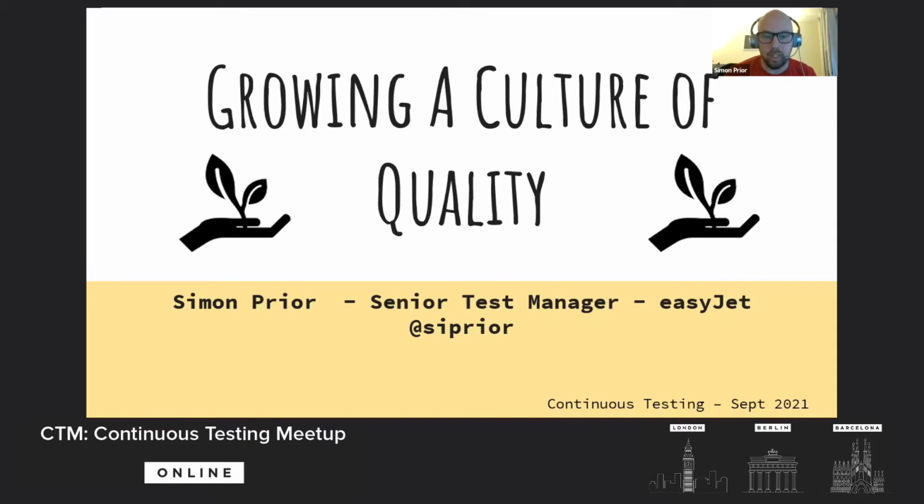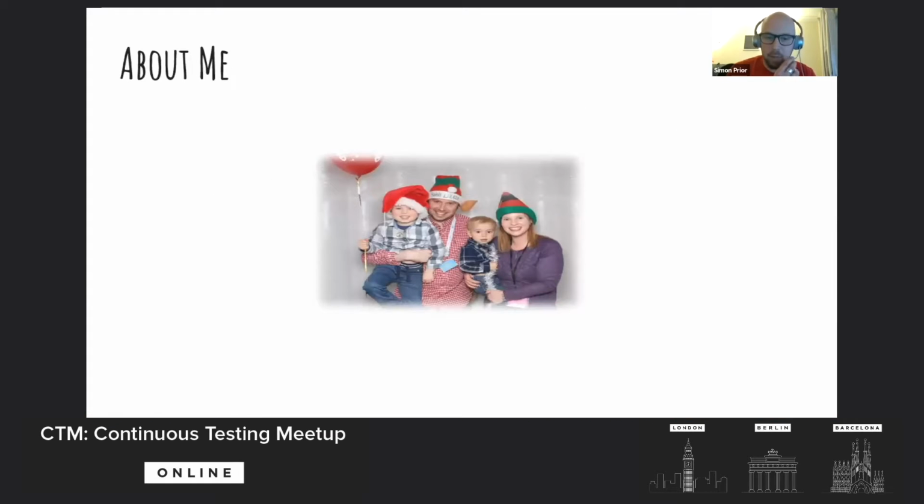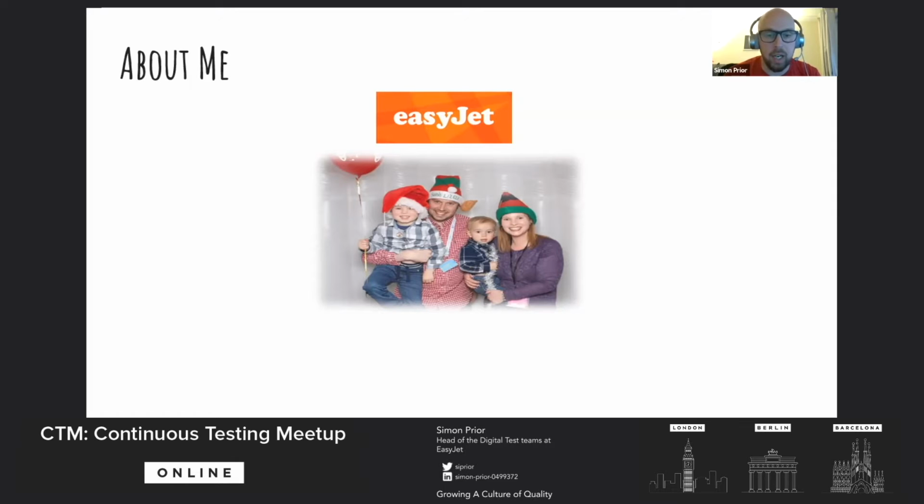Let me just introduce myself a bit more first and give you some insights into me. So this is me and my little family. This is quite an old picture now. My eldest is now 7, youngest is 4. I am a senior test manager at EasyJet. I lead the digital test teams and the data science testing area, and also any projects that are end-to-end, cross-cutting across all of EasyJet's technology areas. They all fall under my remit.